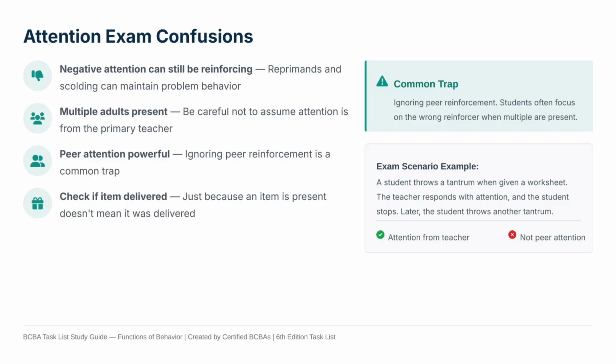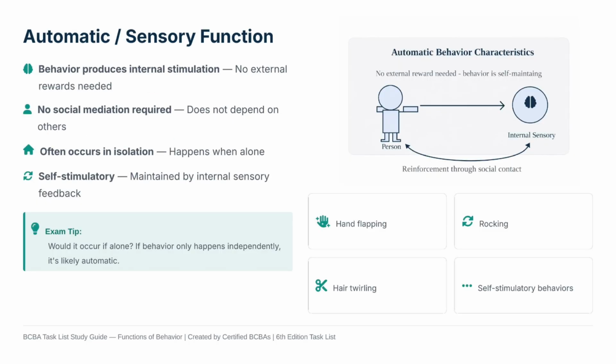Also, be cautious when tangible items are present. Sometimes an item is nearby, but it is not delivered as a consequence. The presence of an item does not automatically mean tangible reinforcement is occurring. So when you analyze attention scenarios, slow down. Identify the consequence that consistently follows the behavior across repeated examples. Consistency reveals function. Now let's transition to automatic reinforcement, and this is where conceptual clarity becomes essential.